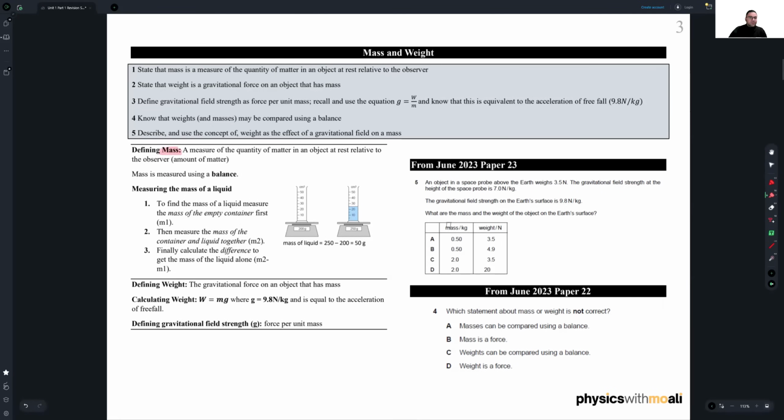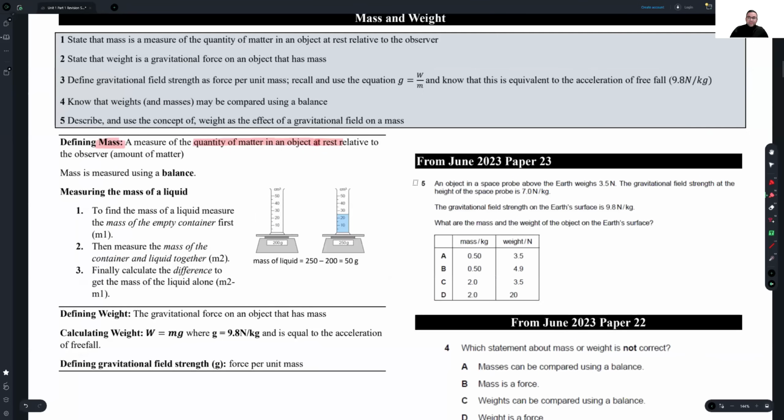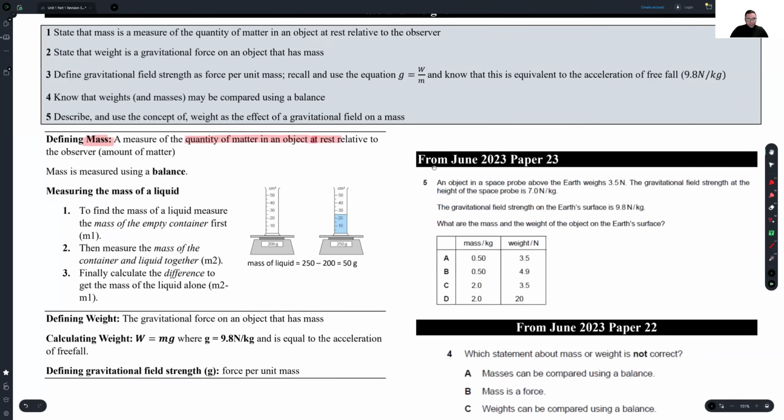Mass is defined as a quantity of matter of an object at rest. So just the amount of matter in an object. Now, mass is measured often using a balance, and it's measured in a unit called kilograms or grams. That's easy, no problem. But the only extra technique compared to before that we need to keep in mind when measuring mass is how do I get the mass of a liquid?